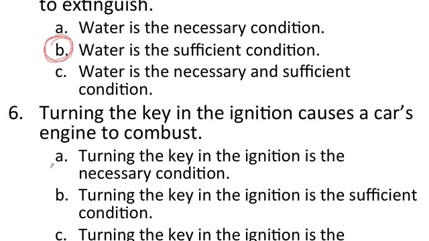But is that what's meant here? It certainly seems to be the case that we're at least talking about a necessary condition. In other words, without turning the key, we're not going to have the engine combust. It's not entirely clear to me anyway that the intention of the sentence is to say that turning the key in the ignition guarantees that the engine will combust. But if that is the intention, then we're talking about both a necessary and sufficient condition.